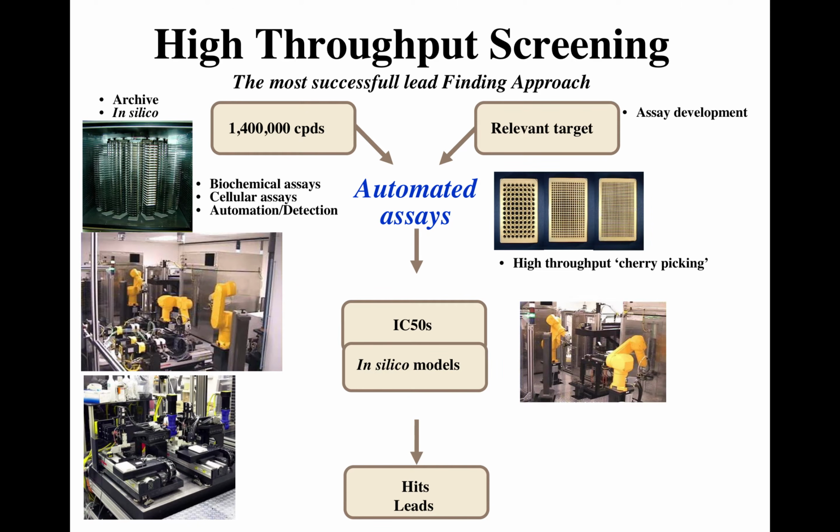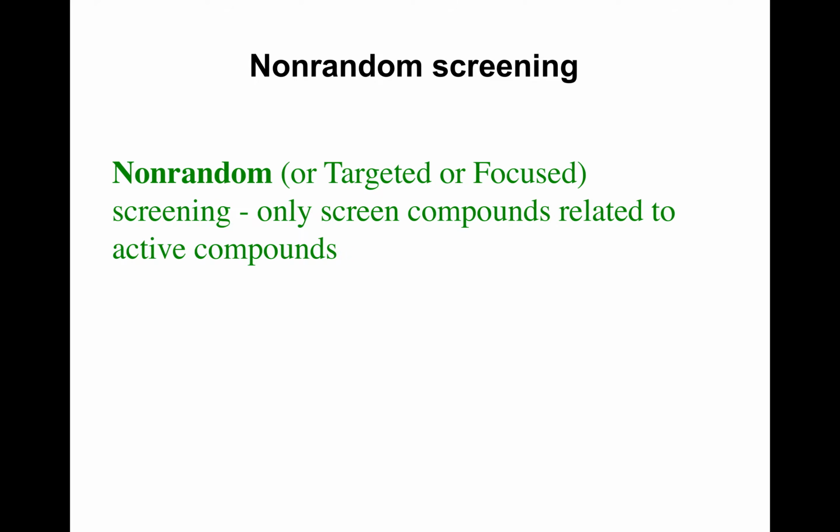So like I said, high-throughput screening is the most successful lead finding approach, but it's mainly used by big pharmaceutical companies because, as you can see, it uses a lot of automated processes and robotics, and it is very expensive to set up. So you need companies who have a lot of money that they can use in their research.